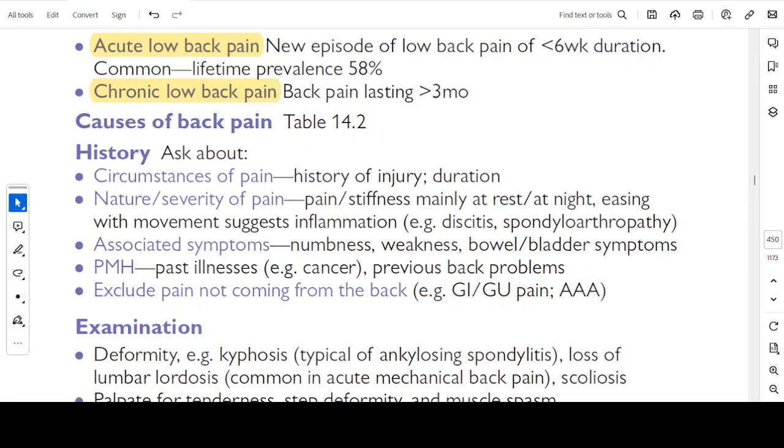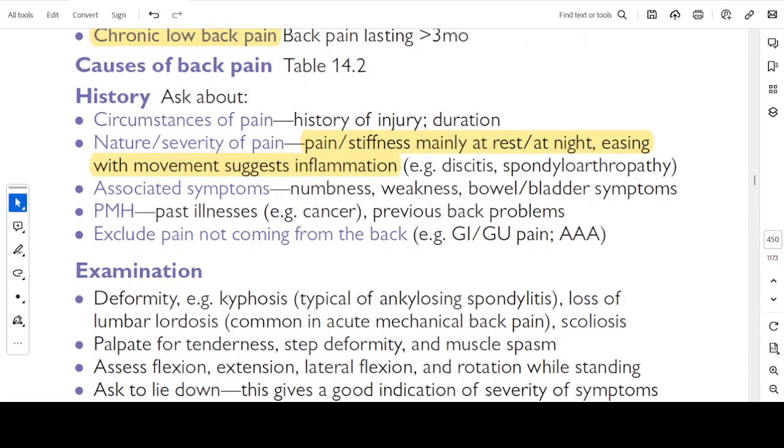Causes of back pain. History. Ask about the circumstances of the pain: history of injury, duration, nature or severity of the pain. Pain and stiffness mainly at rest or at night, easing with movements, suggest inflammation. So inflammatory pain eases with movements and increases with rest: discitis, spondyloarthropathy. Associated symptoms: numbness, weakness, bowel or bladder symptoms.